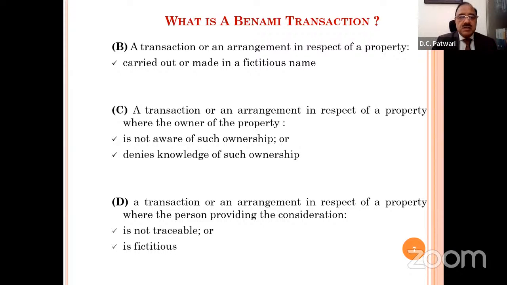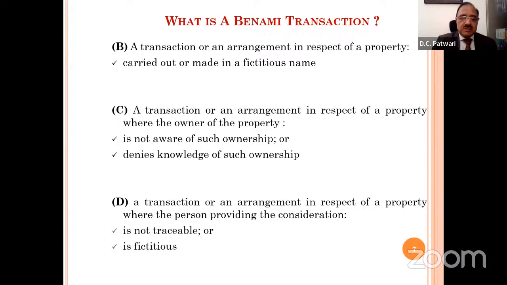The third category is a transaction or an arrangement in respect of property where the owner of the property is not aware of such ownership or denies knowledge of such ownership. In this case, the person exists, but he denies it; he says, I'm not the owner, or I'm not aware. Like a property purchased in the name of a driver or a servant. He is not aware, so he denies the knowledge. Then in this situation also, it will be considered a Benami transaction.